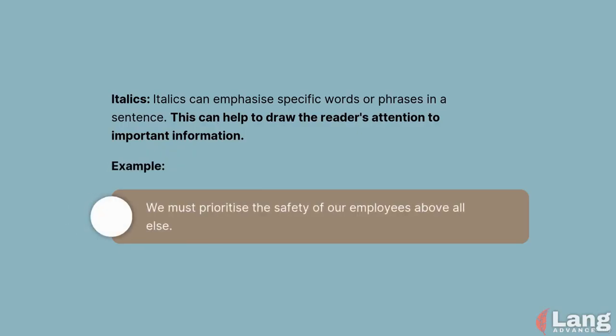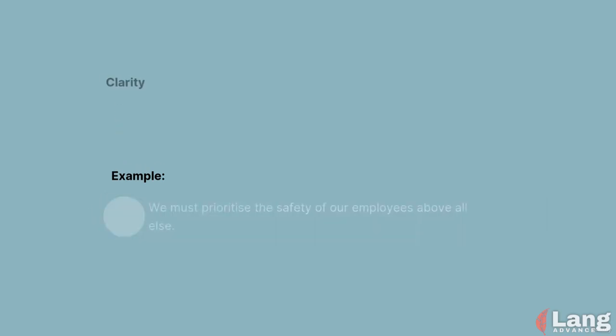Italics can emphasize specific words or phrases in a sentence. This can help to draw the reader's attention to important information. Example: we must prioritize the safety of our employees above all else. Clarity.